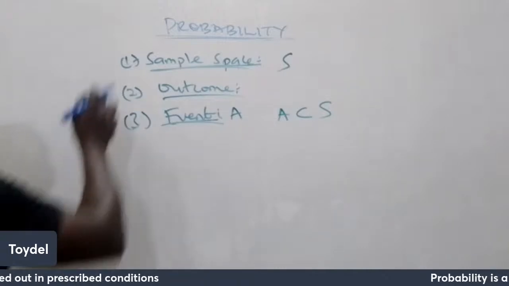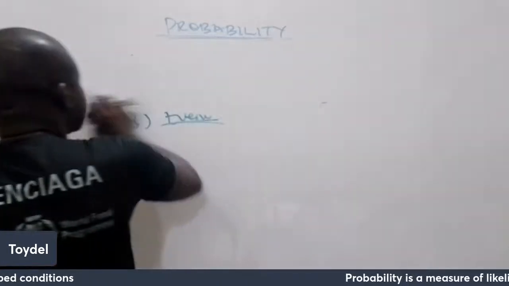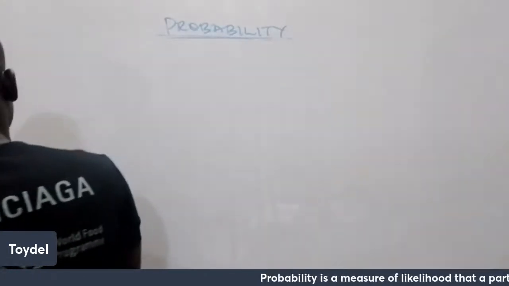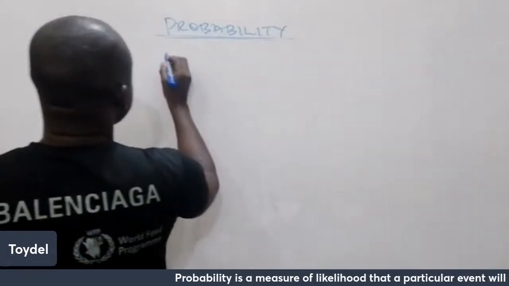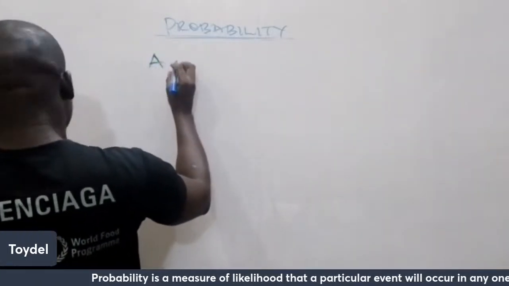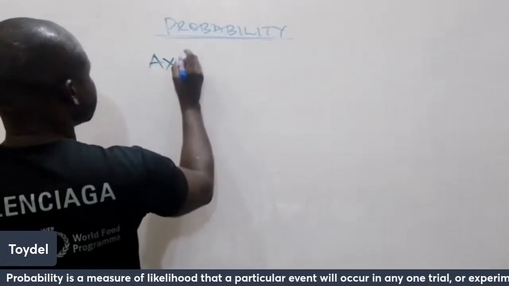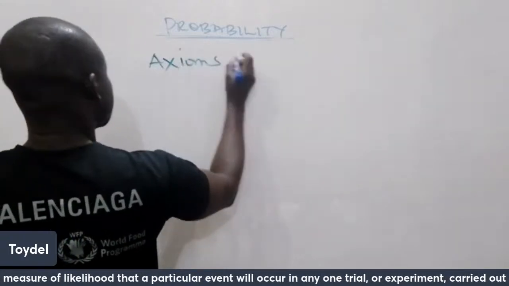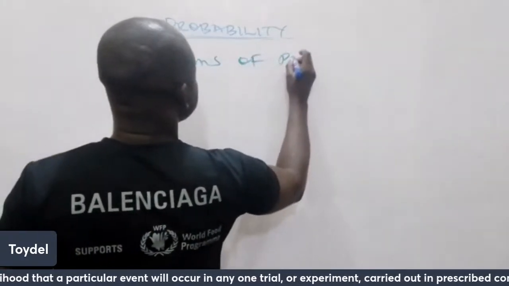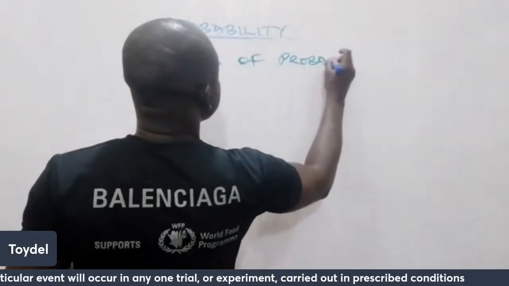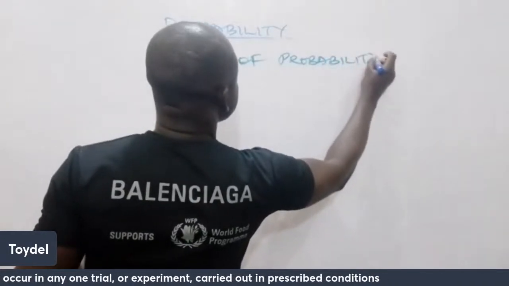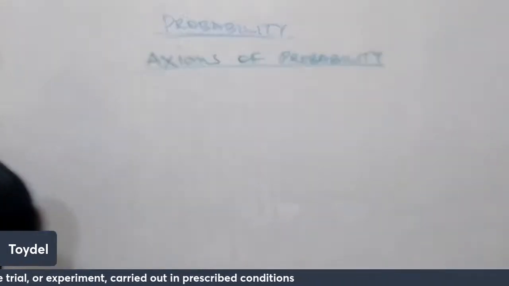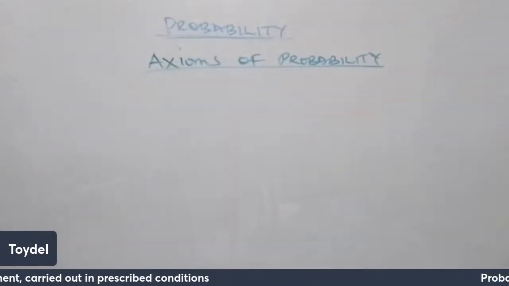So let's quickly look at the axioms of probability. We are trying to know what is expected of us under probability. We are doing a lot of theoretical approach to probability today, then we continue from there some other time.